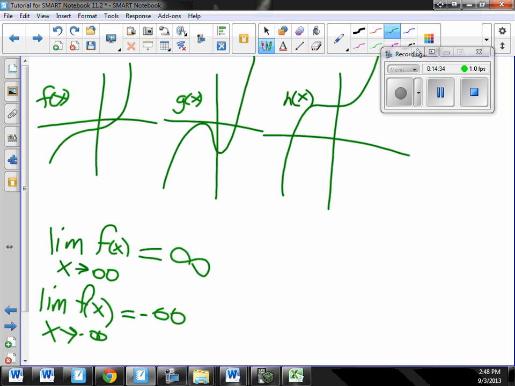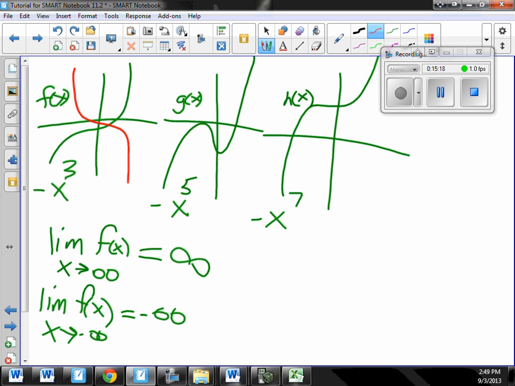So the first one is an x to the 3rd. The second one is an x to the 5th. And the last one is an x to the 7th. What do those have in common? They're all odd. And more than that, they're all odd with a positive leading coefficient. Because on the next page, what happens when you change the original number to a negative? Then it flips, and the end behavior is exactly opposite.